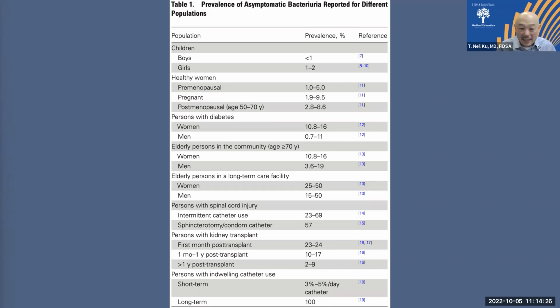And so it is important to keep this in mind and remind, as you're designing your interventions, that a substantial proportion of the population will have bacteriuria, even though the mantra that most medical physicians and other providers are taught is, if there's bacteria, it must be an infection. But as you can see, the survey shows that the prevalence of asymptomatic bacteriuria is fairly high, up to 100% in someone with a long-term indwelling urinary catheter.